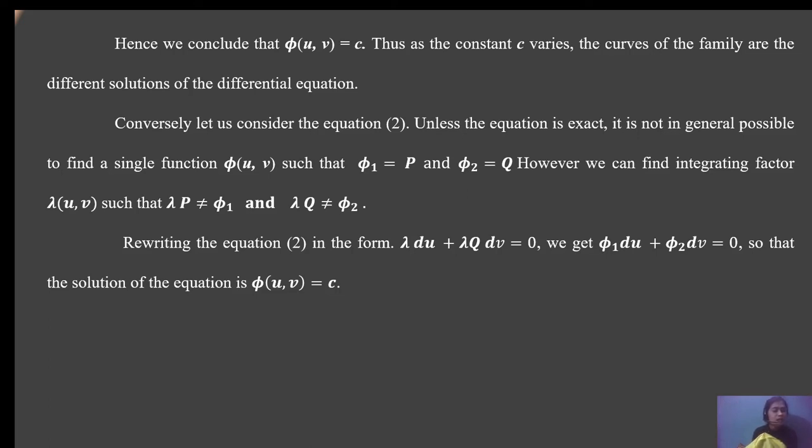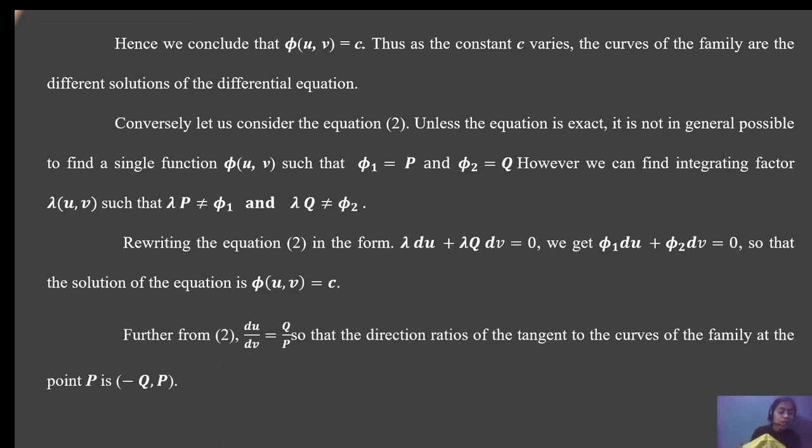Then consider the second equation. If the equation is not exact, it is not in general possible to find a single function phi(u,v) such that phi 1 equals P and phi 2 equals Q. However, we can find a lambda(u,v) such that lambda P equals phi 1 and lambda Q equals phi 2. Then the equation will be written in this form: lambda P du plus lambda Q dv equals 0. We have phi 1 du plus phi 2 dv equals 0, so that the solution of the equation is phi(u,v) equals c.